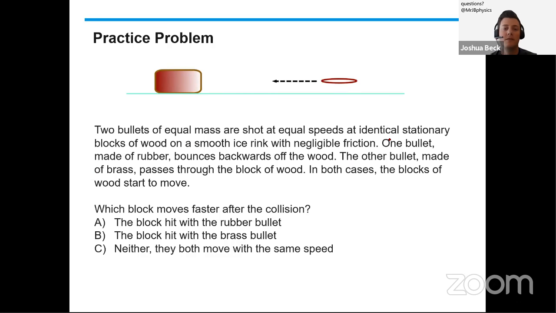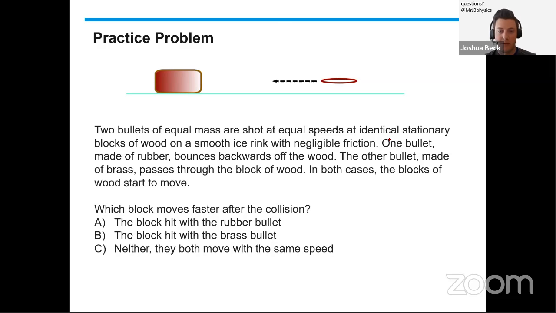I've got two bullets, equal mass, and they're shot at equal speeds. So if bullets have equal mass and equal speeds, that means they have the same momentum. They're launched at identical stationary blocks of wood. Okay, so there's two blocks of wood. Each of those blocks has the same mass and a velocity of 0.